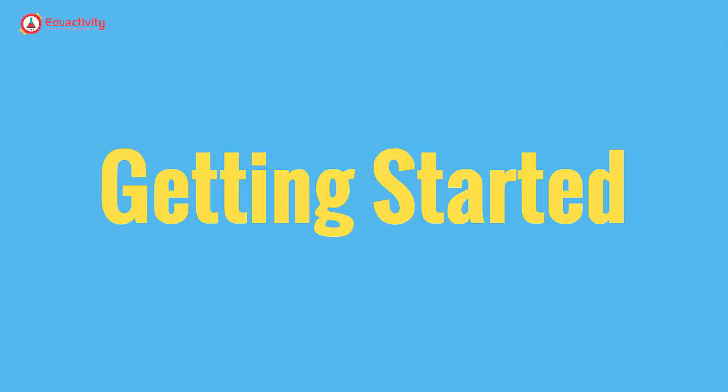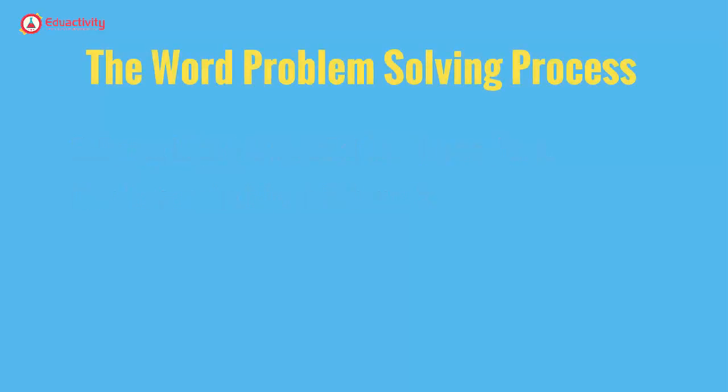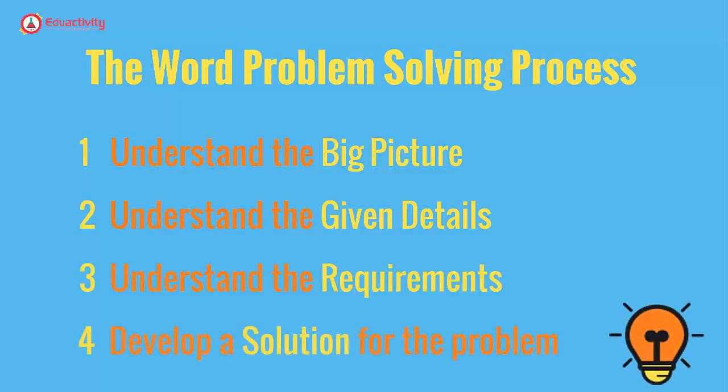Hi! In this lesson, we will go over a simple exercise to get you started in learning the process of word problem solving. However, first, let's go over the set of activities in the process. When we solve a word problem, we make these 4 activities. First, we try to understand the big picture, or the situation in the problem. Second, we try to understand the given details. Third, we get to know the requirements. And finally, we develop a solution for the problem.